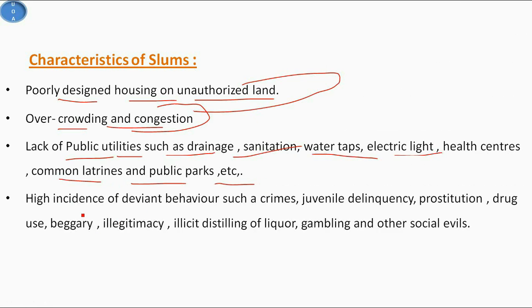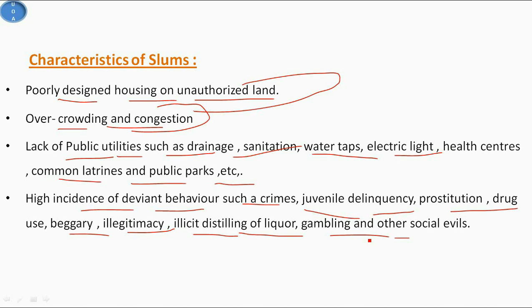Then there is a high incidence of deviant behavior such as crime, juvenile delinquency, prostitution, drug use, beggary, illegitimacy, illicit distilling of liquor, gambling and other social evils that are prevalent there. But it does not mean that all those residing in slums are necessarily associated with such deviant behaviors, and that's why slums socially and physically provide great opportunity for such deviant behaviors.